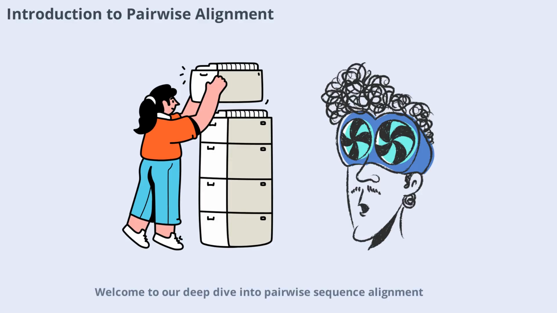Welcome to our deep dive into pairwise sequence alignment. In the world of bioinformatics, comparing biological sequences is fundamental. Whether it's DNA, RNA, or protein sequences, understanding their similarities and differences helps us uncover evolutionary relationships, predict functions, and identify mutations. Pairwise sequence alignment is the process of comparing two sequences to find the best matching regions between them. This technique is a cornerstone in genomics and molecular biology, providing the basis for more complex analyses.